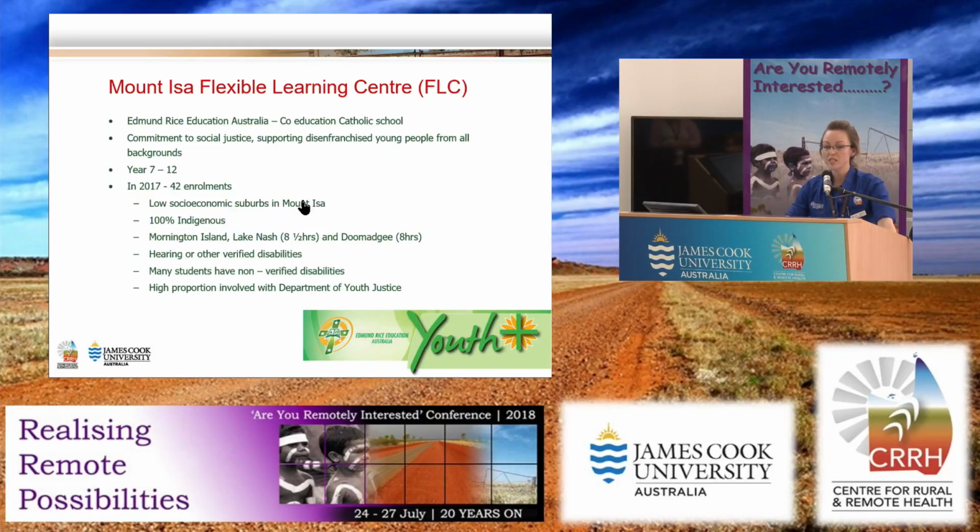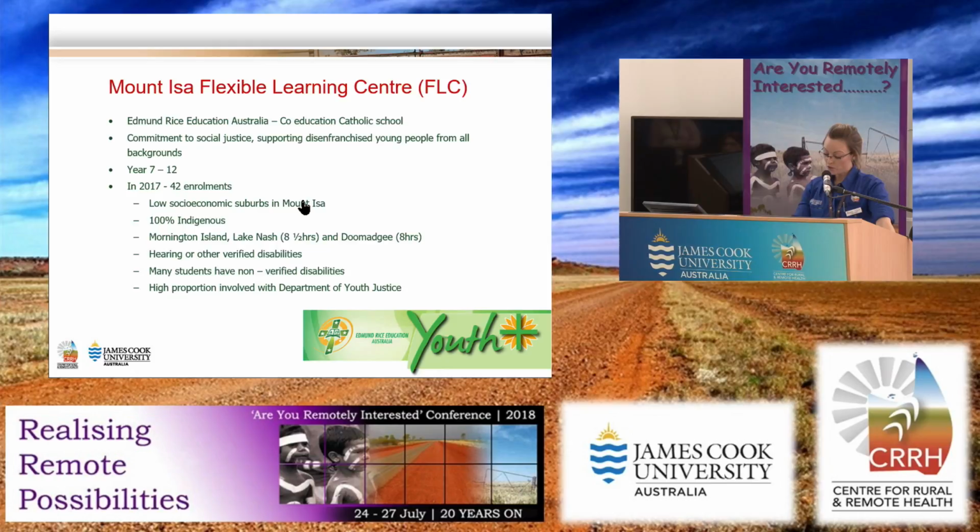And this brings us to the Flexible Learning Centre here. Flexi, as it is endearingly termed, is an arm of the Edmund Rice Australia Group and has a strong social justice perspective. In 2017, the 42 enrolments were all from young Indigenous kids who, for one reason or many, were unable to maintain attendance at a mainstream school.